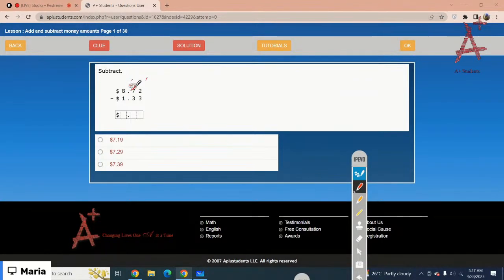So when we borrow 1, here we are left with 6, and it makes 12 here. So 12 minus 3 is 9. 6 minus 3 is 3. 8 minus 1 is 7. So it would be 7.39. The correct option is 7.39.